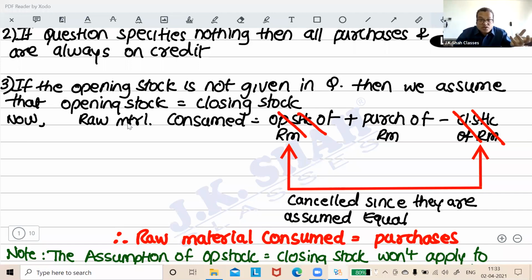So what will be left out? Raw material consumed on the left hand side, purchases of raw material on the right hand side. So raw material consumed and purchases will become equal. Now see, if I force you to assume this, you have no choice but to assume this, right? You say now we have no choice.